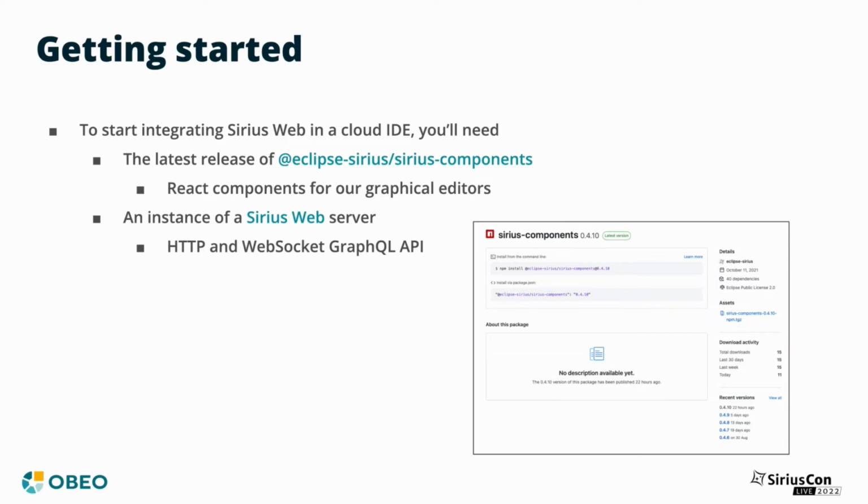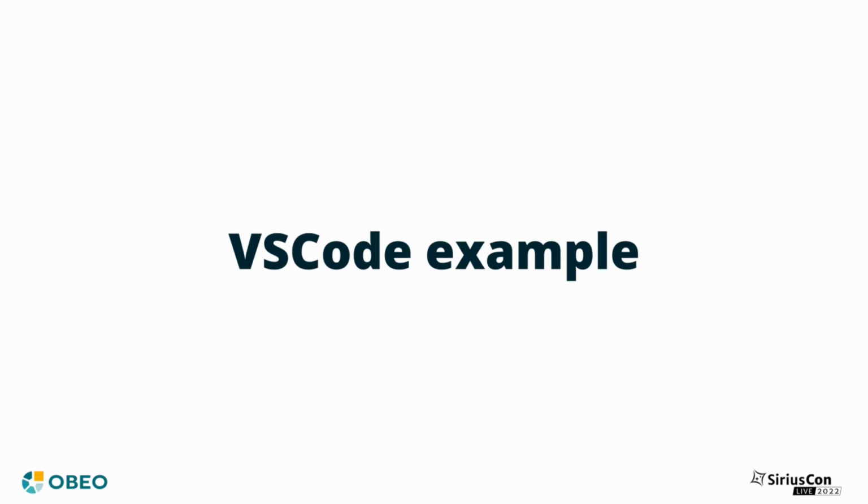So to get started, you will need to integrate the Sirius components, front-end components in your front-end code if you want to integrate the front-end parts, and you will also need an instance of a Sirius Web server up and running somewhere, because we will consume its HTTP and WebSocket GraphQL API. In this example, we will integrate Sirius Web inside of a VS Code extension.